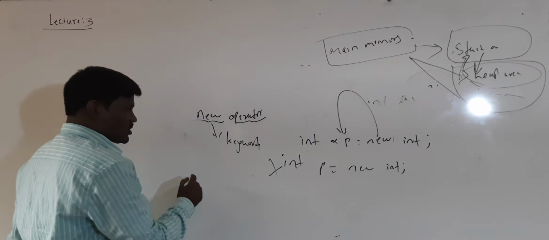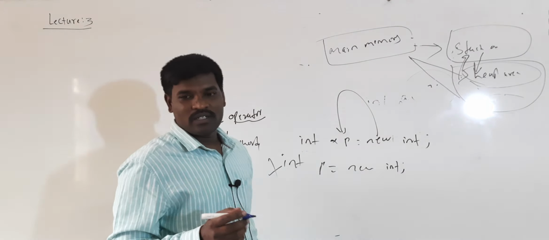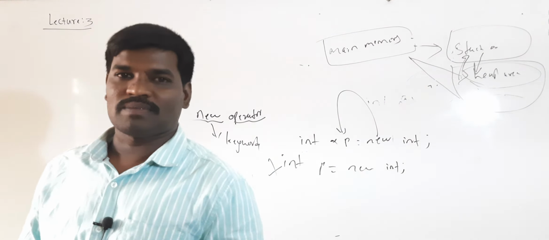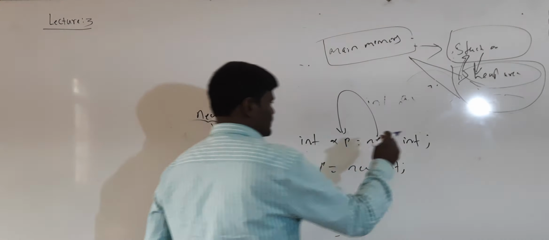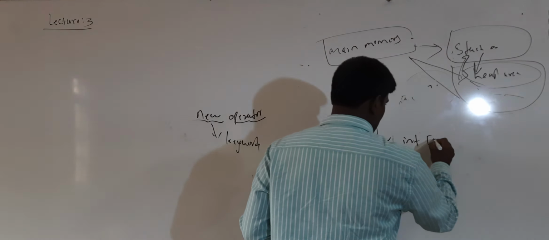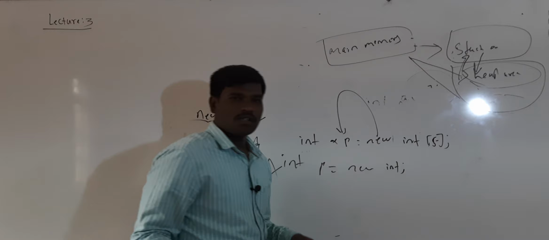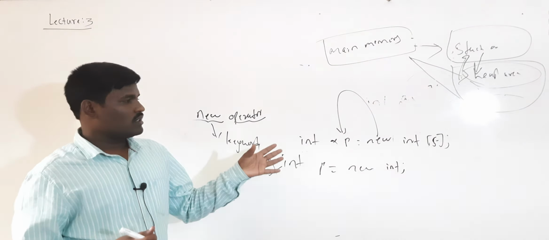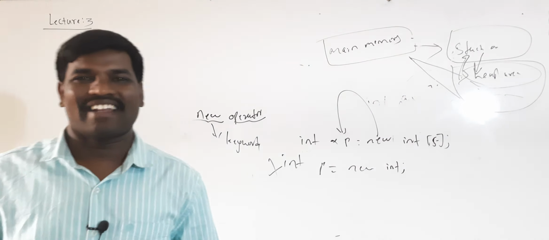Again, new can be used with a subscript, that is int[5]. Again, int[5] means array. Okay.